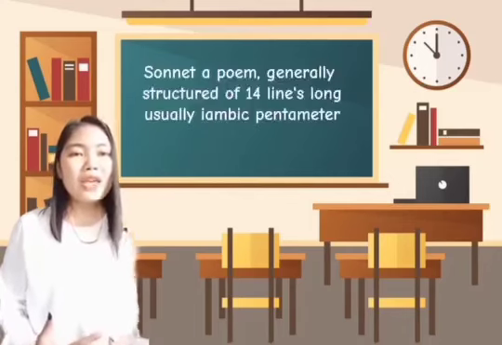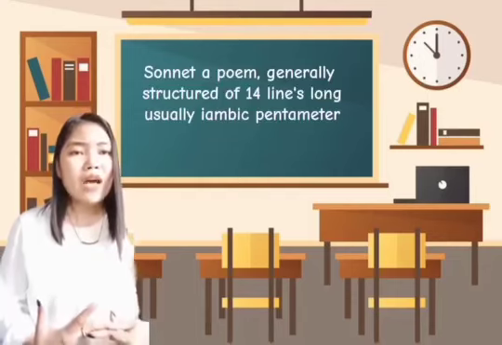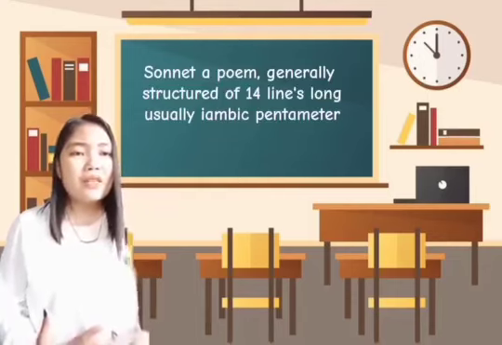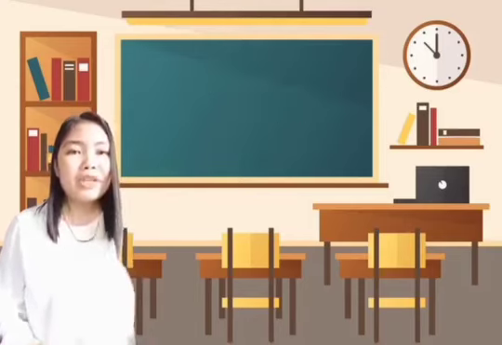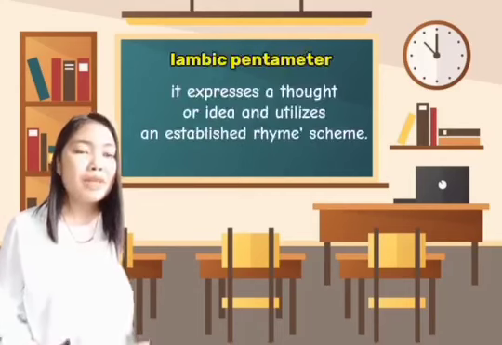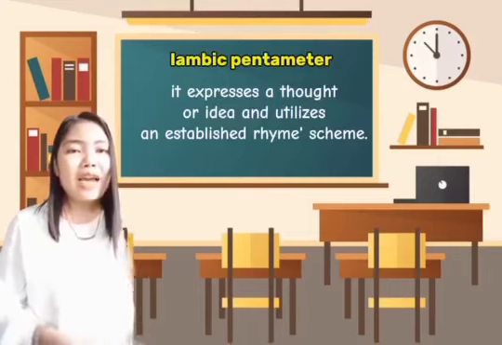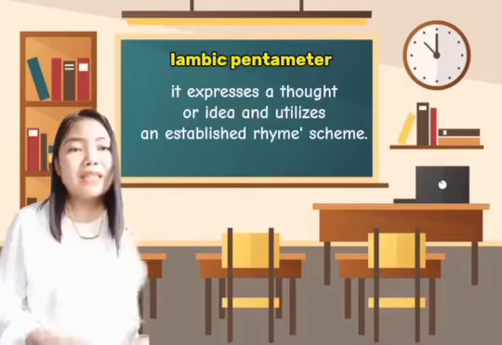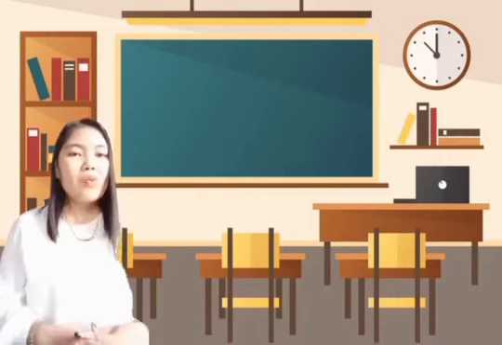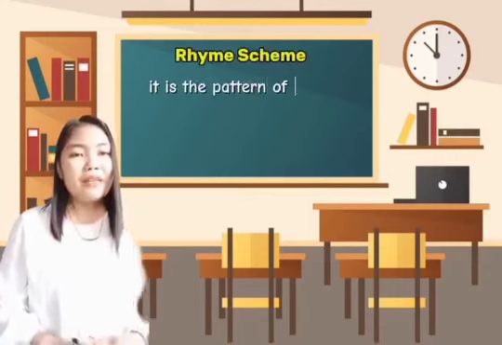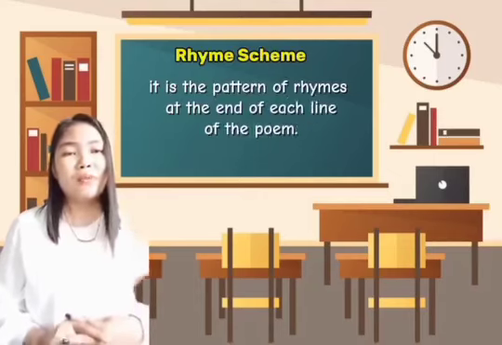Let's discuss the structure and characteristics of the sonnet. When we say sonnet, it is a poem generally structured in 14 lines, usually in iambic pentameter. It expresses a thought or idea and utilizes an established rhyme scheme. And what is a rhyme scheme? When we say rhyme scheme, it is the pattern of rhymes at the end of each line of the poem.